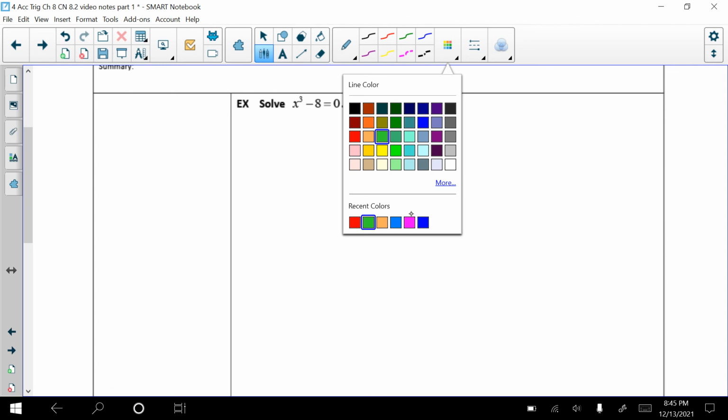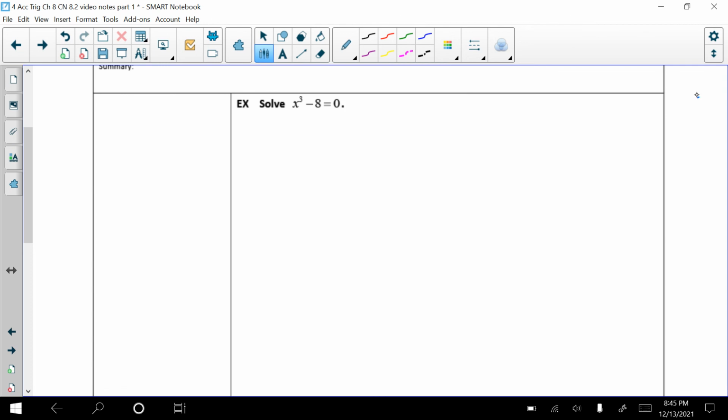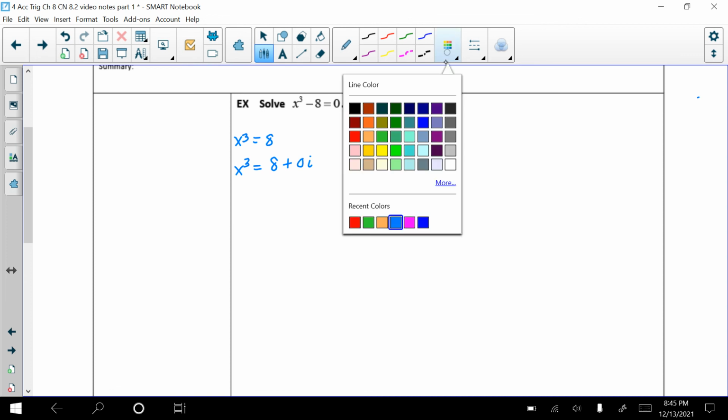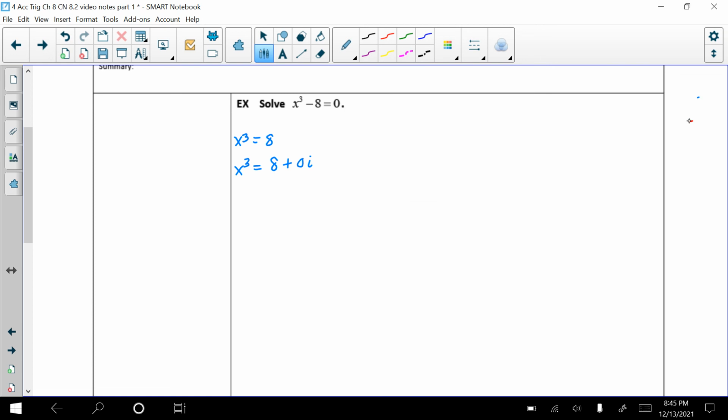To get it started, what we're going to end up doing is isolating x cubed. So we'd add the 8 over. And then think about this in terms of a complex rectangular number. This is 8 plus 0i. Okay. The next thing we would do is take this information and convert it to polar.